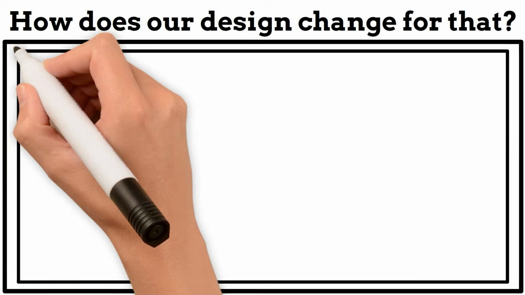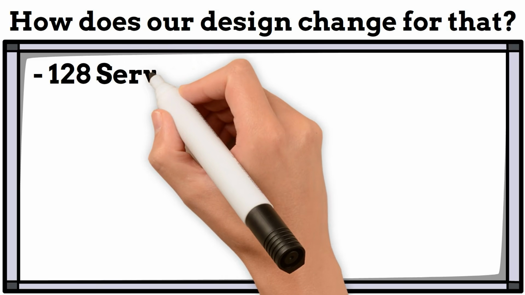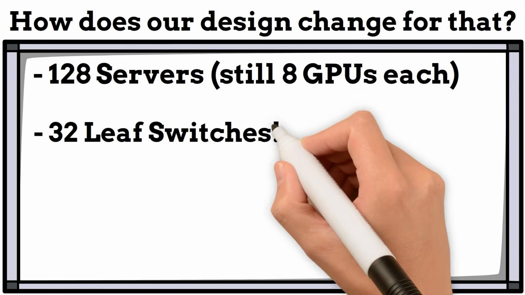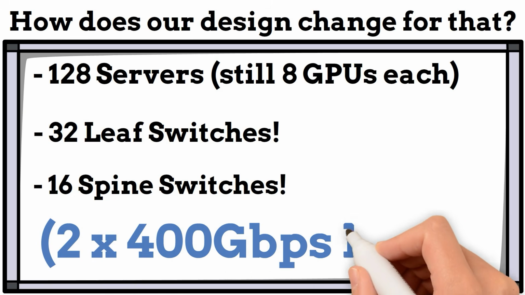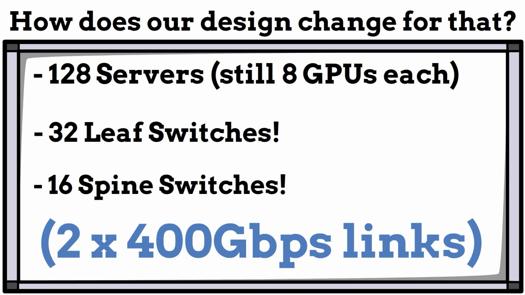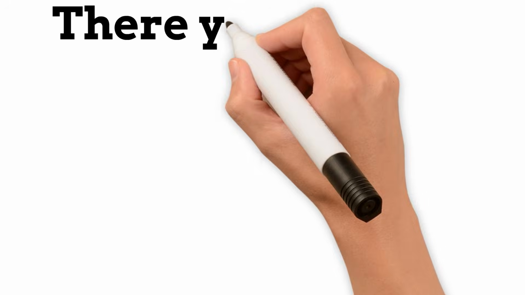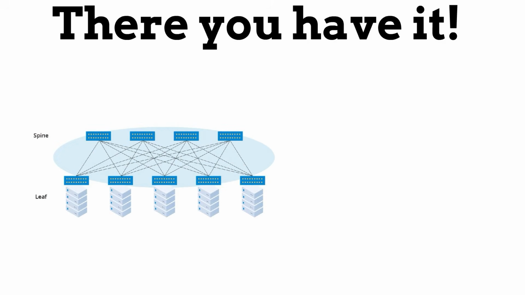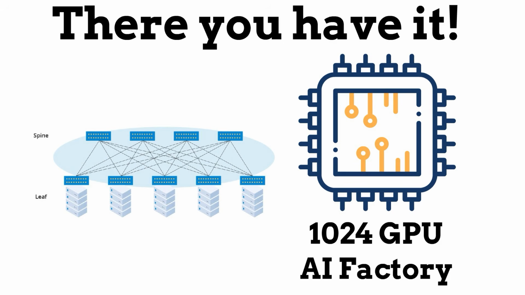According to the blueprint, a 1024 GPU cluster with direct 400 Gbps connections would require 128 servers, still 8 GPUs each, 32 leaf switches, 16 spine switches. Each leaf would connect to every spine with 2 x 400 Gbps links. This is an absolute beast of a network, designed for the most bleeding-edge AI research and development where every microsecond counts. So there you have it. From servers and racks to leaf and spine switches, that's the professional blueprint for building a network that can keep up with a 1024 GPU AI factory.